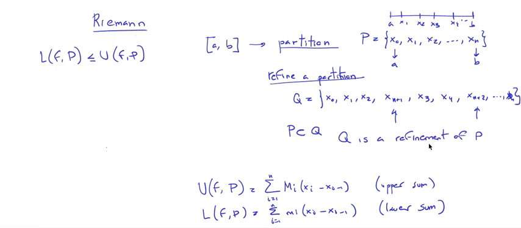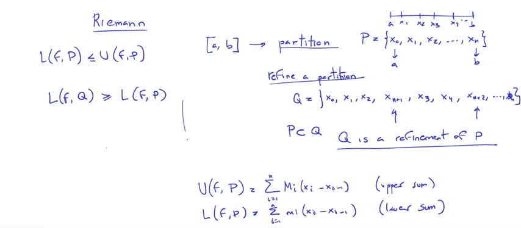Now, if you think about it for a second, you realize that the lower sum corresponding to this new refined partition is going to be greater than or equal to the lower sum for the other, coarser partition.